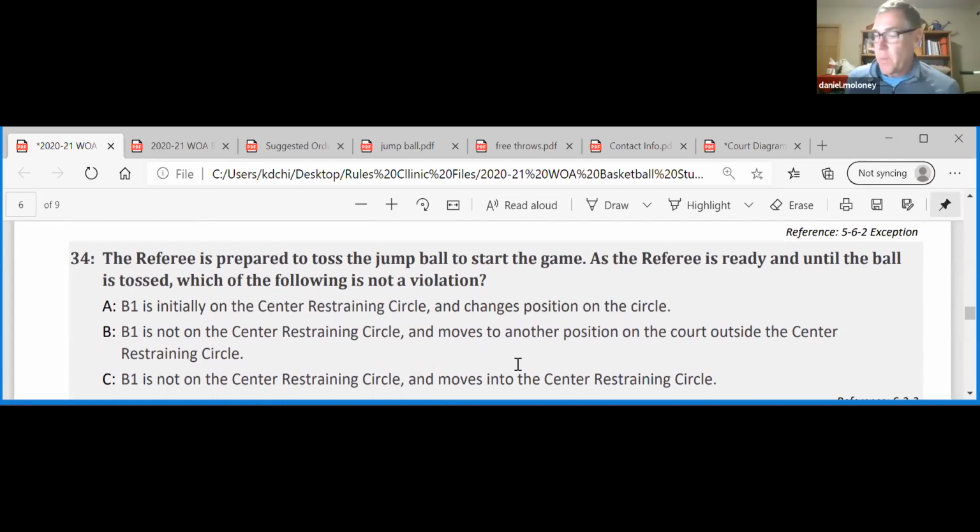Okay, 34. The referee is prepared to toss the jump ball to start the game. As the referee is ready and until the ball is tossed, which of the following is not a violation? I chose B. B1 is not on the center restraining circle and moves to another position on the court outside the center restraining circle. The other two are violations.